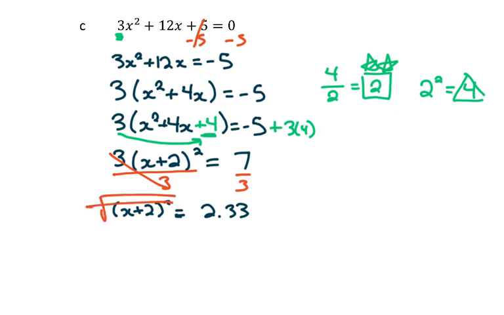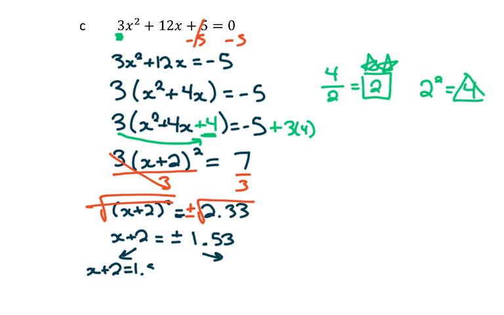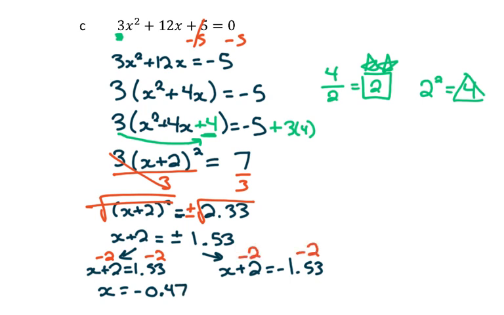Now we can go ahead, square root both sides, cancel that, plus or minus. On the left, we have x plus 2. On the right, we have plus or minus, and the square root of 2.33 is 1.53. As before, do the split. We have x plus 2 equal 1.53 and x plus 2 equal negative 1.53. Subtract 2 from both sides on the left would give us x equals negative 0.47. Subtract 2 from both sides on the right gives us x equals negative 3.53.